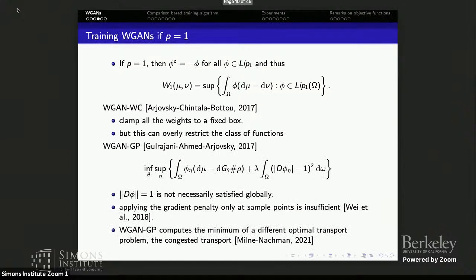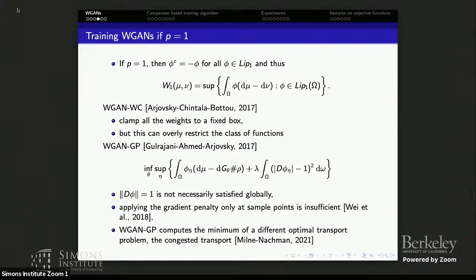Then the next one is the so-called WGAN-GP. I should say this works pretty well, and this is a nice model. But the problem is, as you see, the norm of the gradient of phi is not necessarily 1 globally. Another problem here is that applying the gradient penalty at some sample points is not sufficient. This is experimentally shown. So the main question is, how can we choose this measure omega?